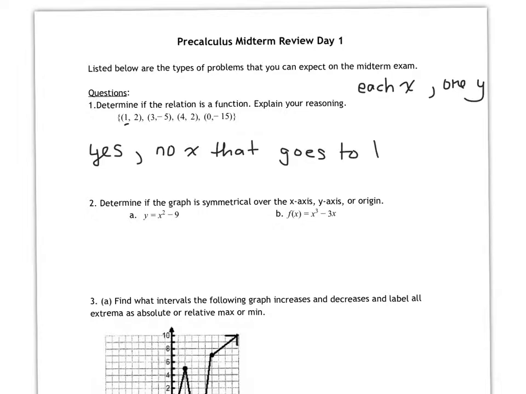Now let's just say that I wanted to make this not a function, because right now it is a function. So if I were to add another point, all I'd have to do is say, let's say I add the point 1, 3. So now that would cause this not to be a function because you have two x values, the same x value, 1 and 1, that go to two different y values. And that's a violation of our definition of a function.